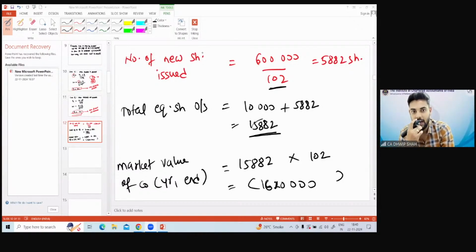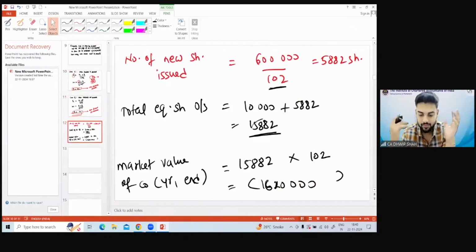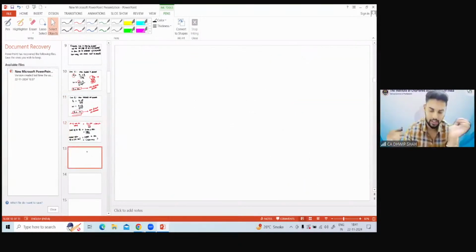Okay? Now let's repeat the entire story when the scenario changes. Let's repeat the entire story when now assuming that the company does not declare dividend. The entire story changes. Part 3. This is not asked in the question, but let's try to understand that.